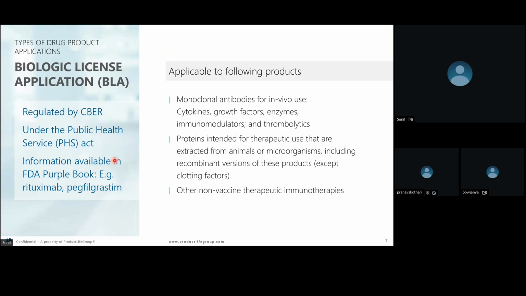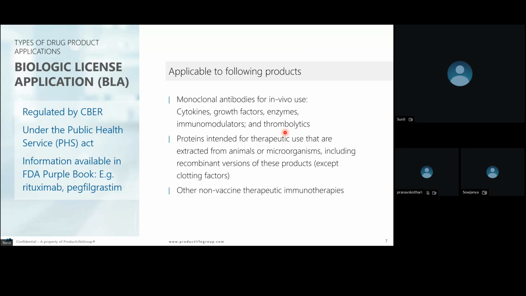Biologic products means that their structure and their chemistry is similar to biological molecules. They can be cytokines, growth factors, which are found in the human or animal body, enzymes, immunomodulators, and thrombocytins. They are long chain molecules, not small molecules.